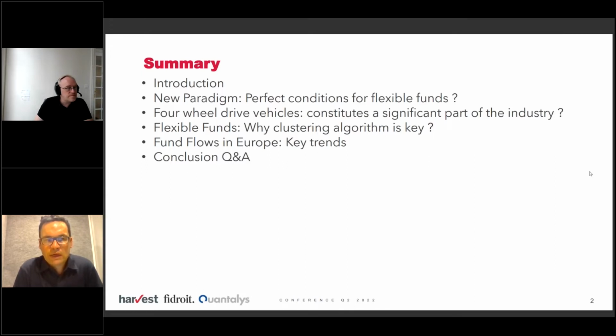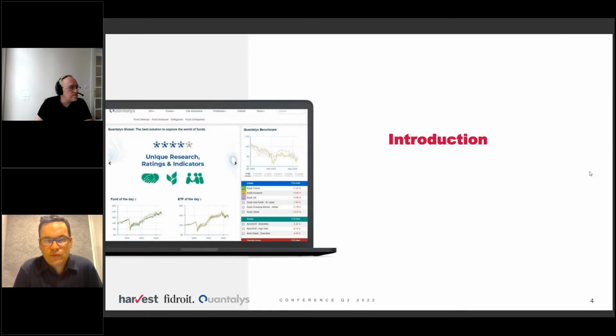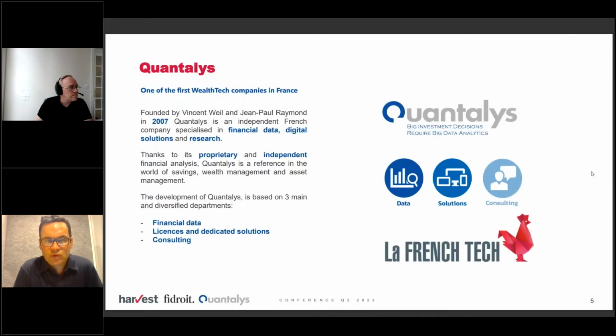Next slide, we'll talk very briefly about Quantalys. You all know Quantalys now. You know that we are a European player. We have three main capabilities. The first is fund data. The second is digital solutions. And the last one is research, fund research, and fund ratings.